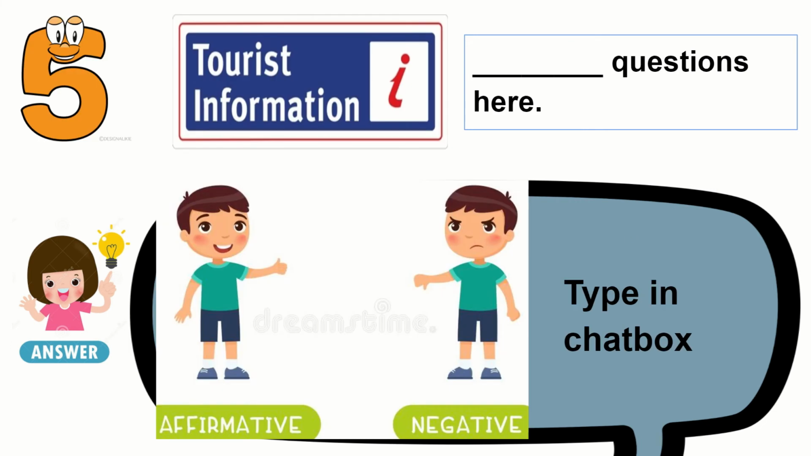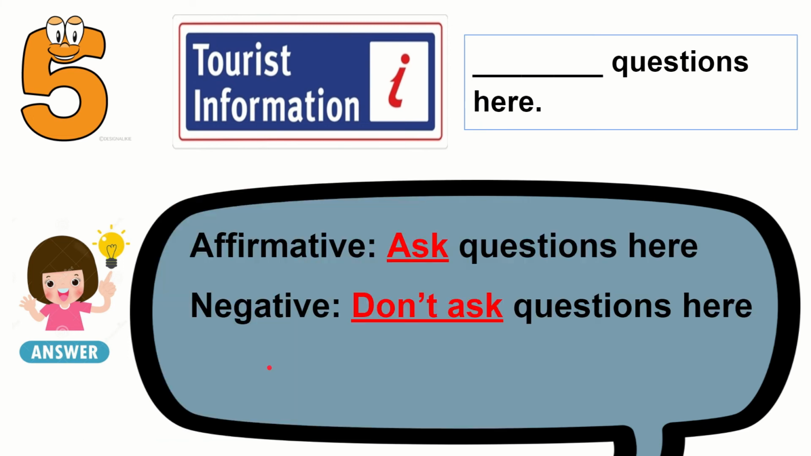Number 5, the sign here shows that it is tourist information. So do you ask questions here or don't ask questions here? Write down the affirmative and the negative. The affirmative, ask questions here. Negative, don't ask questions here. So the sign shown that it is affirmative.